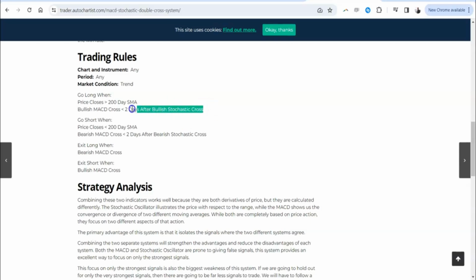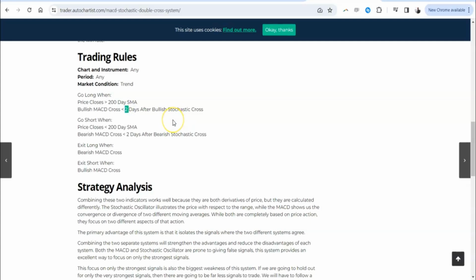And this is a very important requirement for this strategy: the stochastic crossover has to take place before the MACD crossover. I mean before or in the same period. It cannot happen after the MACD crossover. This is very important, and this is going to be the most tricky part in implementing this strategy and this backtest. In this example, they want this stochastic cross to happen within 2 periods. So that is another thing we'll have to keep in mind.